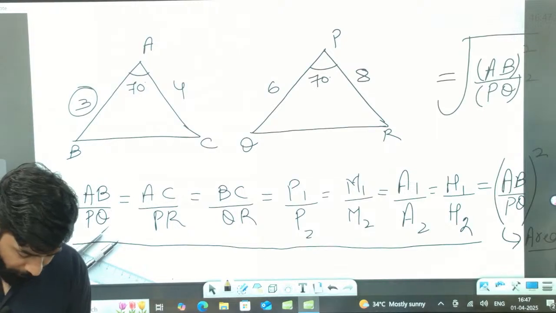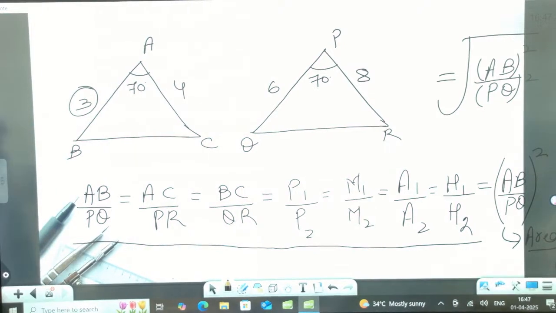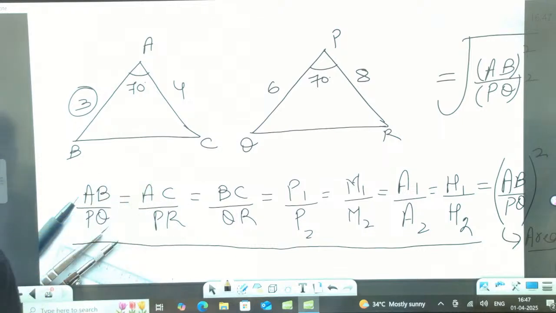This is very important. This is the conclusion of similarity. Okay. And they will ask from here only. They are not going to ask A or SAS. They are going to ask from here. And a lot of questions they will ask.